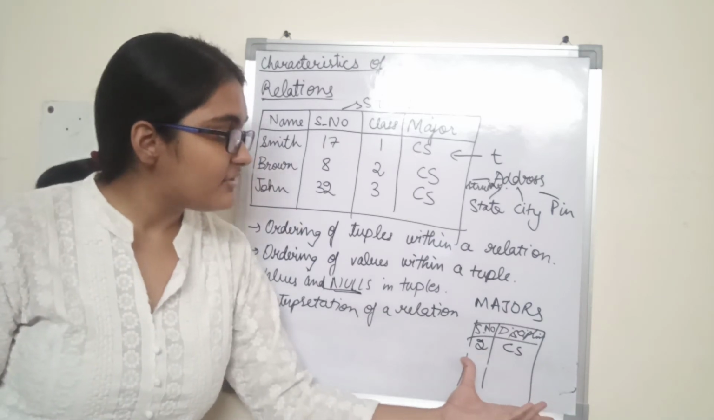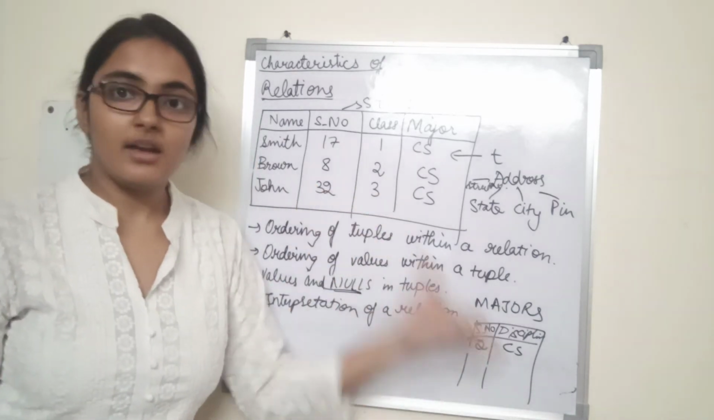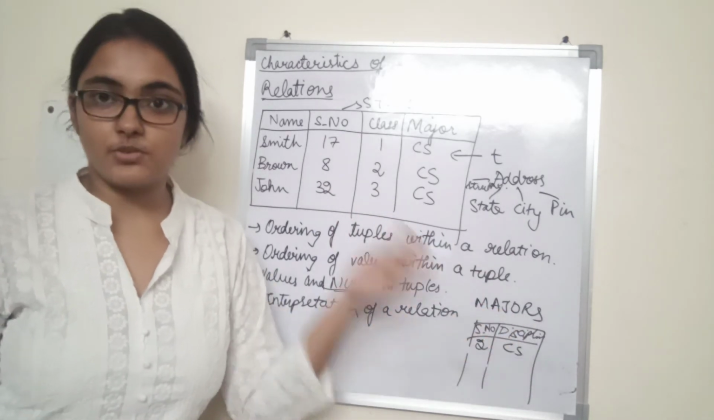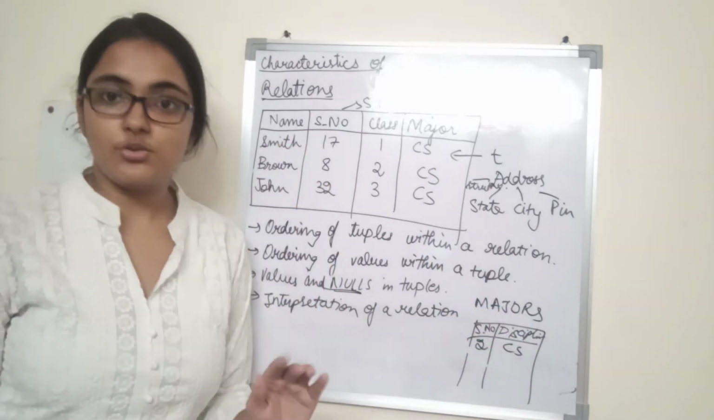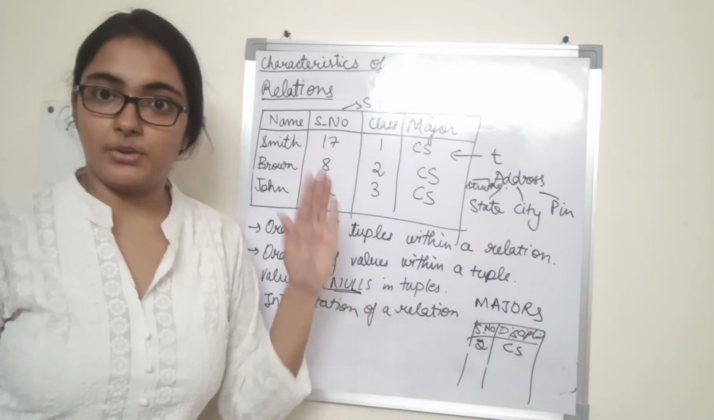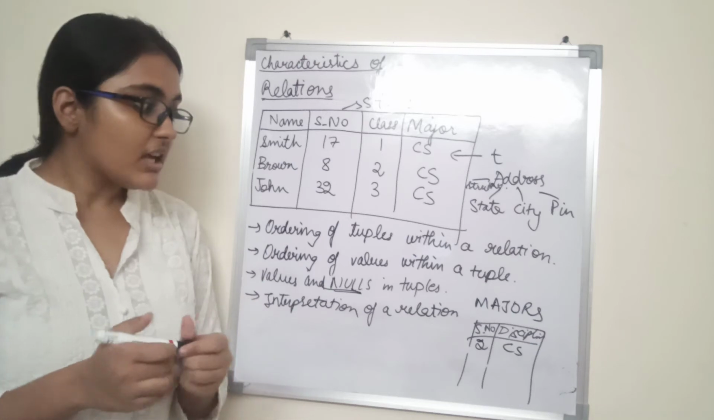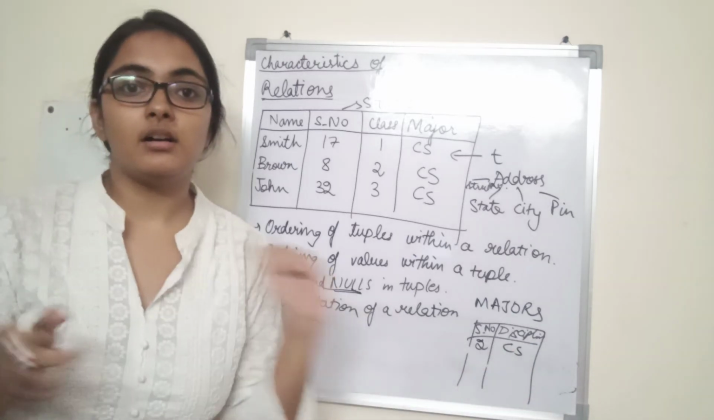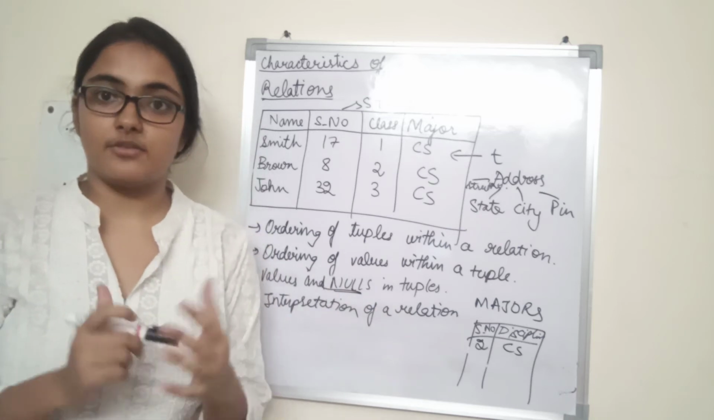Do you find any difference between the representation of this and this? There is no difference as to how you can make out whether it is representing a relationship or an entity. There's no difference as such, right? So it becomes difficult to differentiate between these two. So this is about the characteristics of a relation.